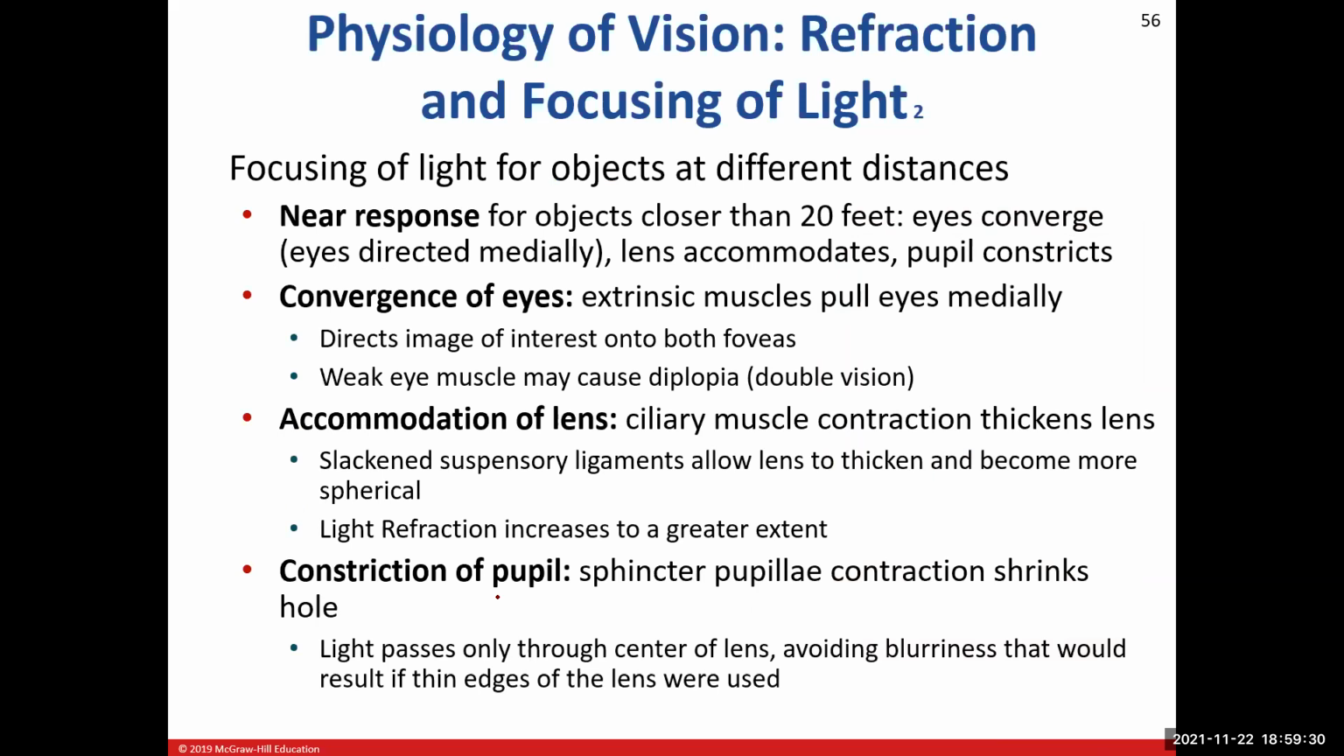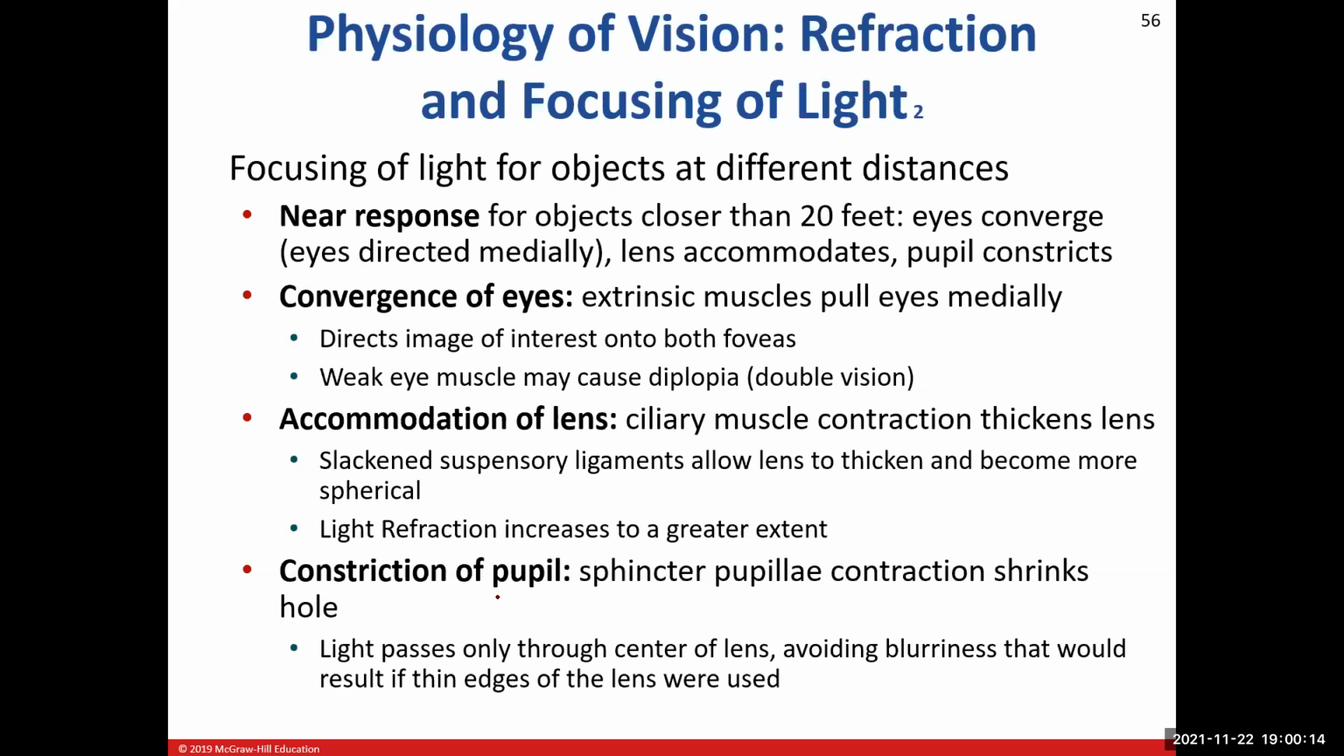So let's talk about what we call the near response. How we're going to focus when we're looking at stuff that's 20 feet or less compared to how we look at stuff that's 20 feet or more. So there's three phenomena that occur during the near response. That's when we're looking at things that are 20 feet or closer. Like if you're looking at your radio in your car, you look down at your watch, or if you're on your cell phone, typing a text message to somebody. You are undergoing the near response when you do any of those things. So there's three things that occur. You get eye convergence, accommodation of the lens, and pupillary constriction. Right, so those are the three things.